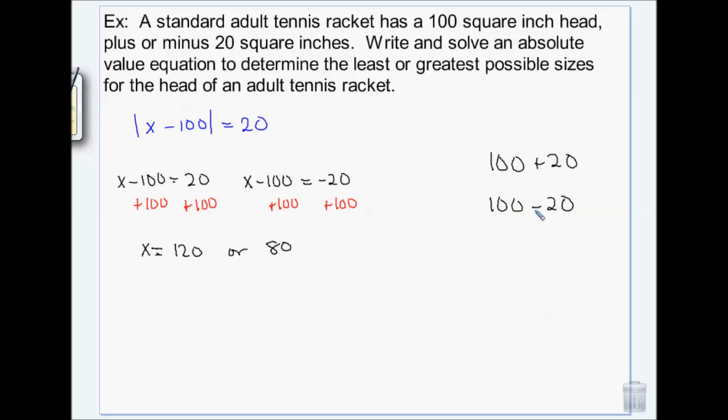Plus 20, minus 20. That gives you 120 or 80.